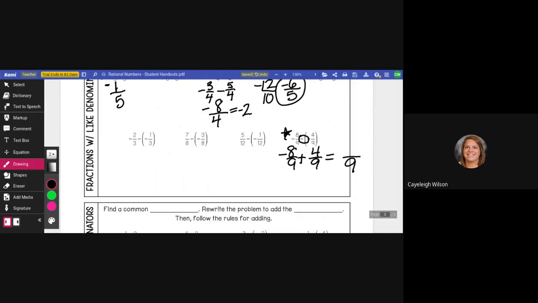And then I look at the numerators, -8 plus 4. Oh, they're different signs. So 8 minus 4 is 4. Keep the sign of the larger number. 8's bigger. It's negative, so it's -4/9.